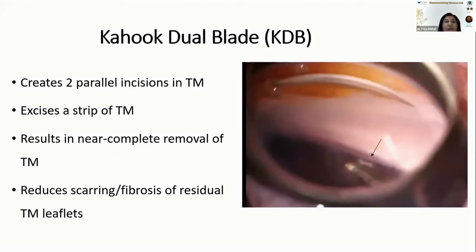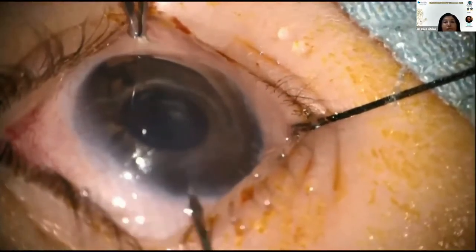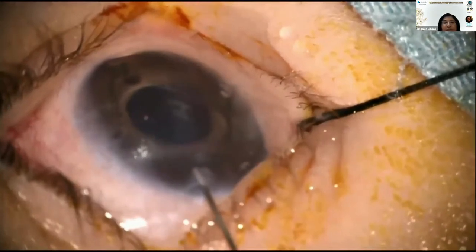Potentially, using the Kahook dual blade will excise a strip of trabecular meshwork. This results in a near complete removal of trabecular meshwork and potentially reduces the scarring and fibrosis of residual trabecular meshwork leaflets. This is a case which was operated using the mark and meet technique.